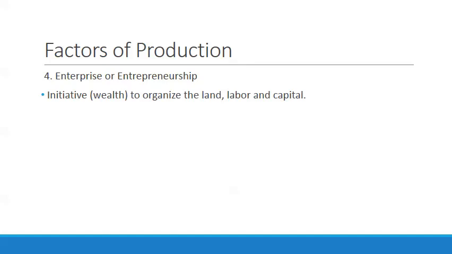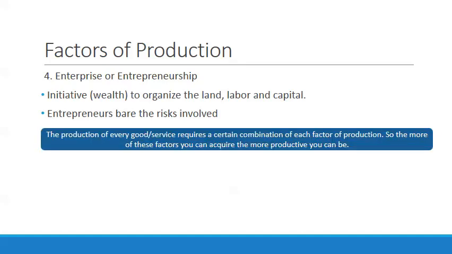So they all work together. We need some combination of all four factors in order to actually be able to be productive. Now, when we talk about our entrepreneurs, these are people who bear the risk. They are taking a risk. Bill Gates, Steve Jobs, Warren Buffett. These are all individuals, entrepreneurs who took a risk with their wealth in order to organize land, labor, and capital. So the production of every good and service requires a certain combination of each factor, and that's important.